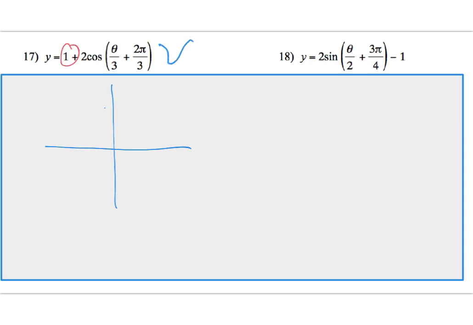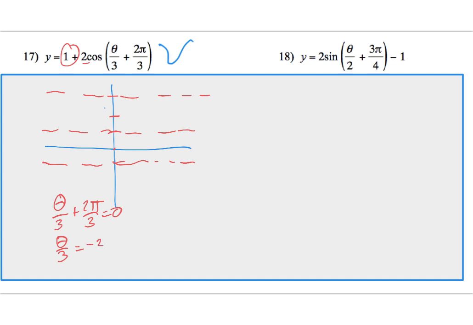Our midline's out front this time, which is a little bit sneaky. So I'm going to put that midline in. My amplitude, I'm going to go up 2, draw my upper bar, go down 1, 2, draw my lower bar, and begin finding these things. We've got theta over 3 plus 2 pi over 3 is equal to 0. That gives us theta over 3 is equal to negative 2 pi over 3. Multiplying by 3, we get theta is negative 2 pi. Cool, so that's going to be somewhere back here, negative 2 pi.